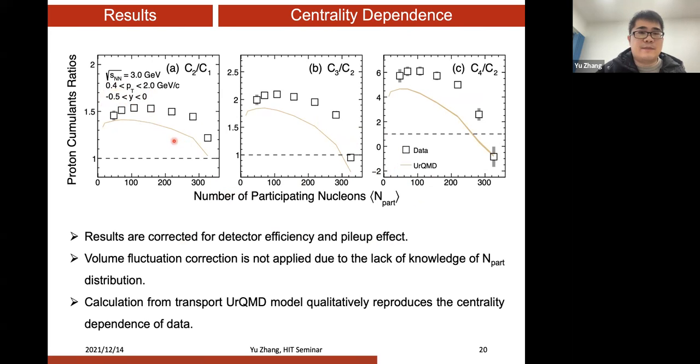From a direct comparison of data and the UrQMD calculation, we see that the UrQMD model qualitatively reproduced the data's trend, and especially for C4 over C2 for the most central centrality.